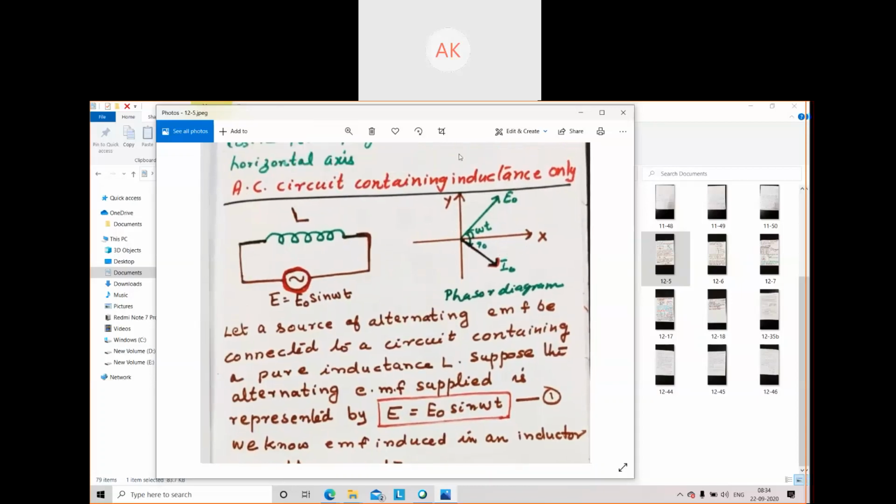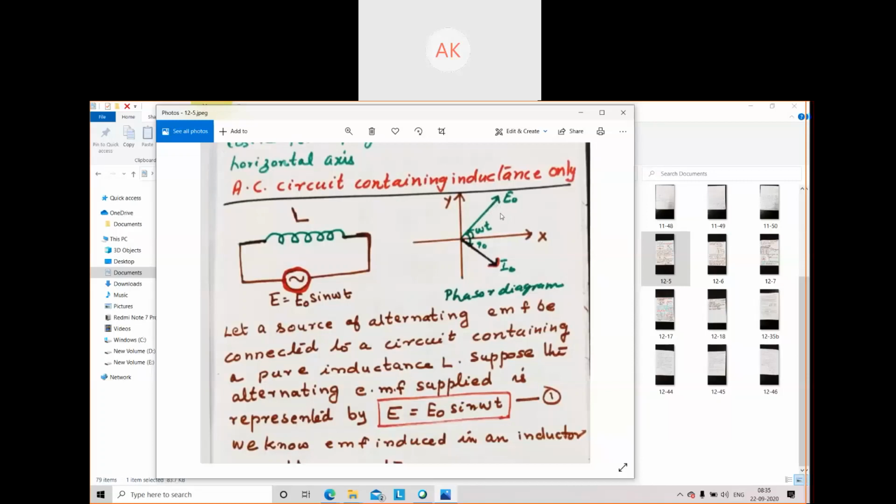In this x-axis and y-axis, we always represent E0. E equal to E0 sin omega t, that is the equation. So the omega t phase angle is shown and the E0 vector is shown and it is rotated. That vector is rotated in anti-clockwise direction. So vector E0 is marked here.